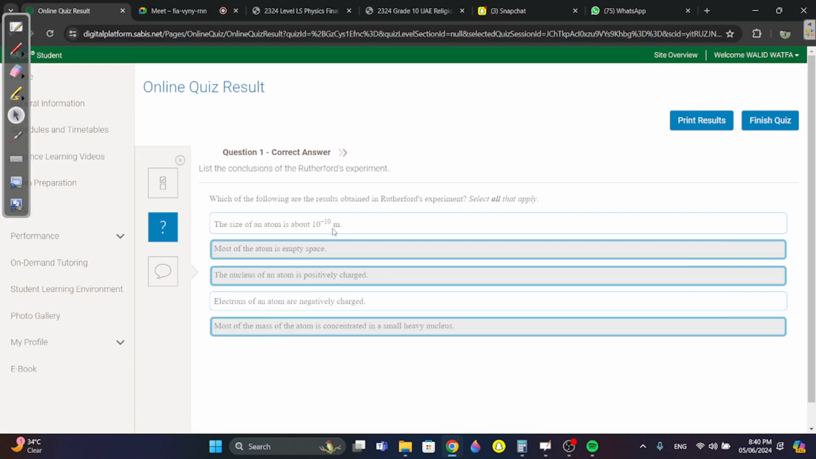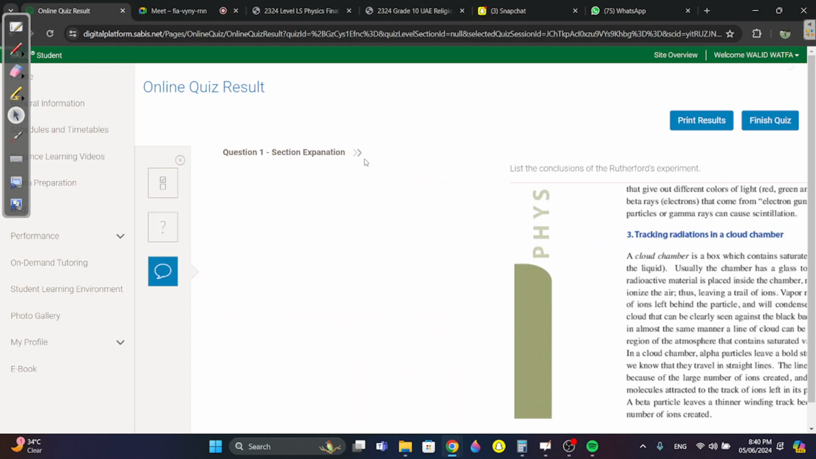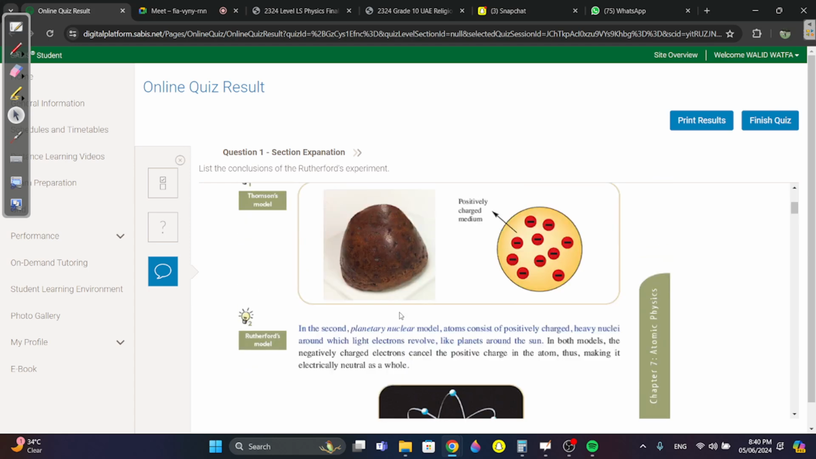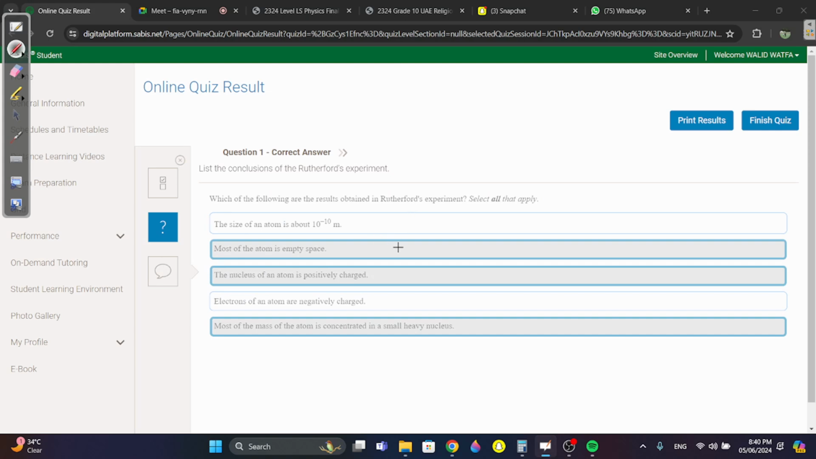Okay, this is chapter 7.1 to 7.4 physics. It's all memorization, so go over the book if you can. It's very important. There's a lot of information in the book.